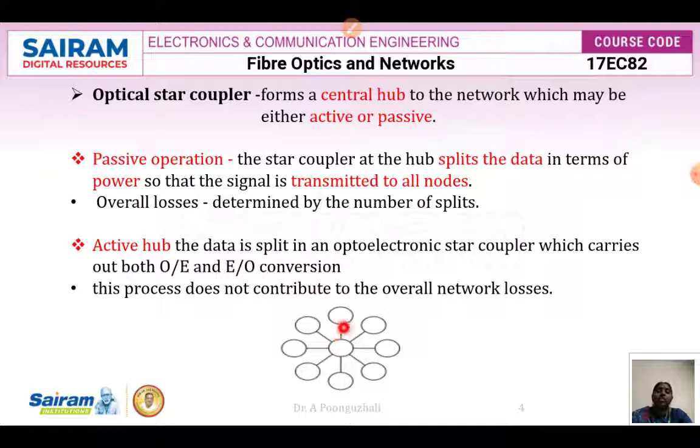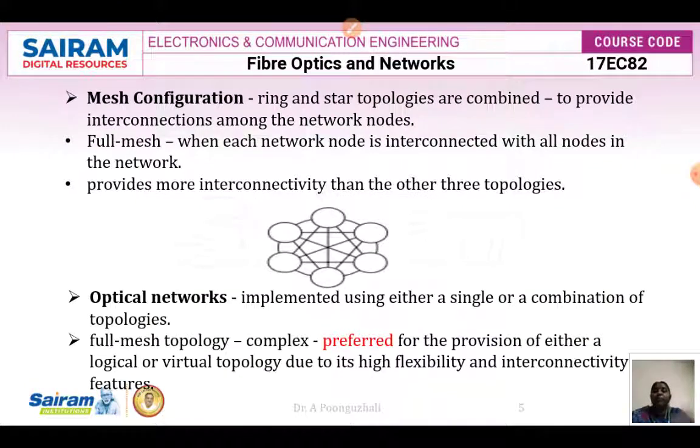Based on the split of the data, there are going to be losses present in the passive operation. Suppose I go for an active hub: in the active hub the data is split by an optoelectronic star coupler, which carries out both optical to electrical conversion and electrical to optical conversion. It does not contribute to the overall losses, so the network losses are less than in the case of the passive hub.